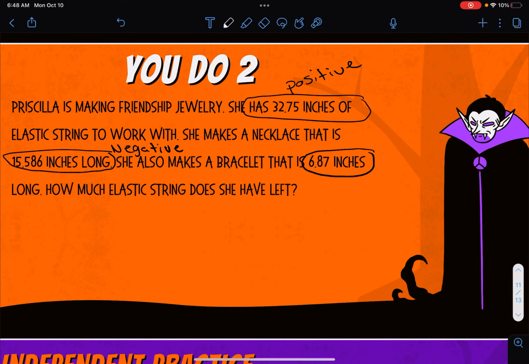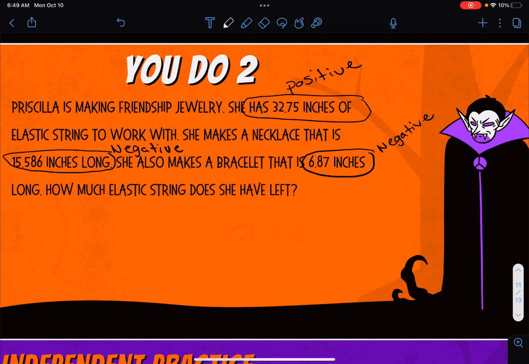So if she makes this bracelet, is that going to be a positive or a negative? If you said a negative, you are correct. Okay, so again, you can solve it one of two ways. You can solve it like I did in the we-do, or you can subtract each of these separately. So you could subtract 15.586 from 32.75. Okay, and then whenever you get your answer, subtract this, or add the two negatives and then subtract it from the positive.